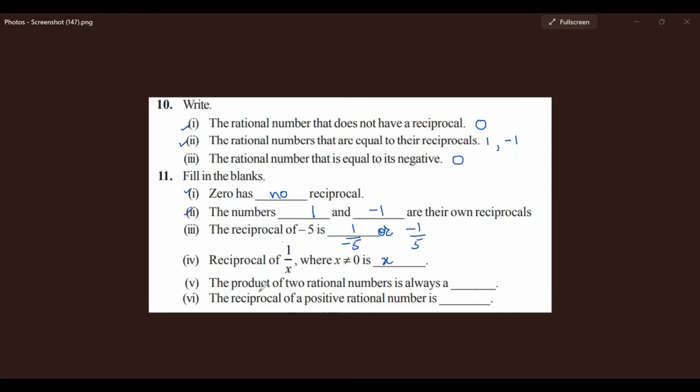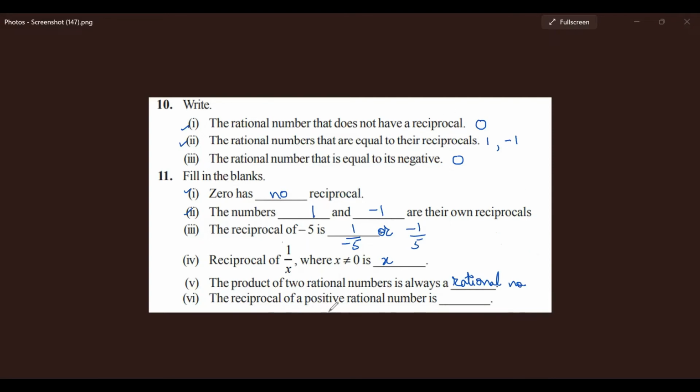The product of two rational numbers is always a rational number. If you take the product of two rational numbers, you will get a rational number only. I have told you 3 properties: closure, commutative, associative, and it was following all of them. If you want an example, I am taking 2 random rational numbers, and if you multiply them you get a rational number only. So the product of any two rational numbers would give us a rational number.